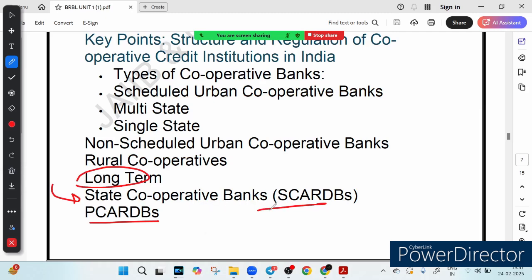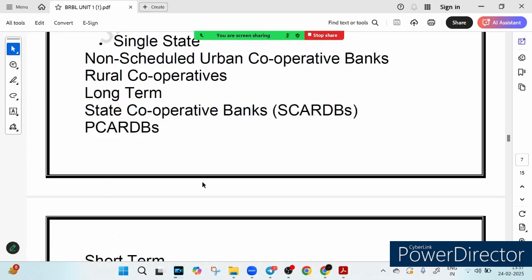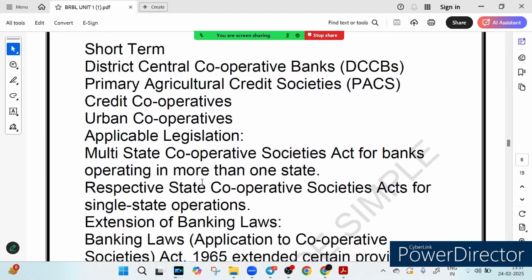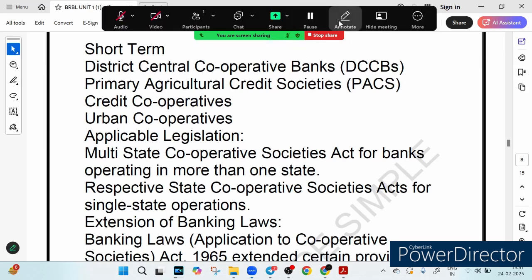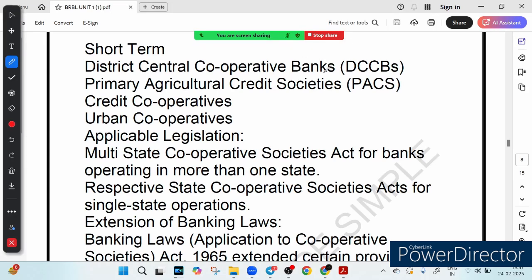Short-term cooperative means you can think of them as the quick helper in time of need. We have DCCB. You might have heard of this term, right? Some short-term ones are also there, like the long-term cooperatives I told you about, SCARDBs and PCARDBs, and DCCB, District Central Cooperative Bank. These are quick helpers in time of need. And we have PACS, which is Primary Agricultural Credit Society. They provide short-term credit to the local farmers.